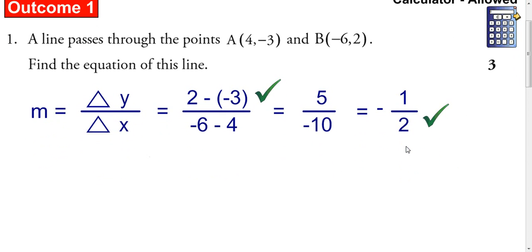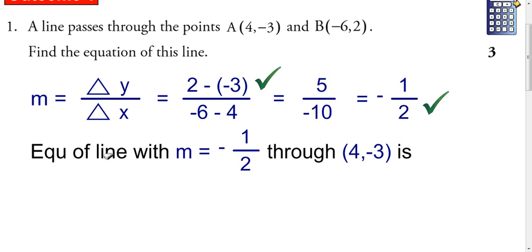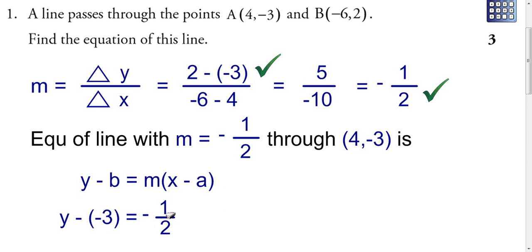We next need to do y - b = m(x - a). You can pick either point to do this. I have picked the point (4, -3). It doesn't matter if you use (-6, 2) though. So the equation of a line with the gradient of -1/2 through the point (4, -3) is, substituting these values in, that's your a value, this is your b value. So y take away -3, because b is -3 and you're subtracting that, equals -1/2 times (x take away this value here, which is 4).